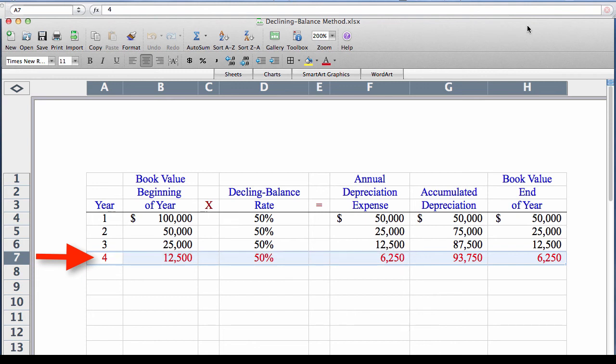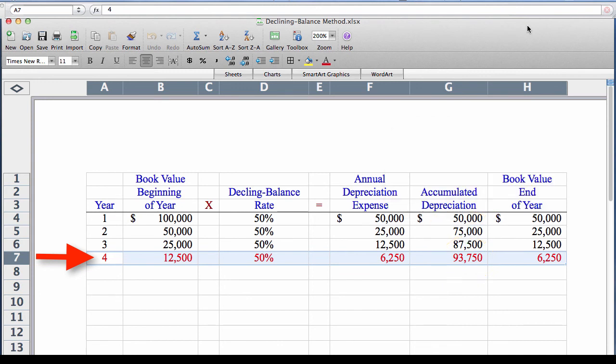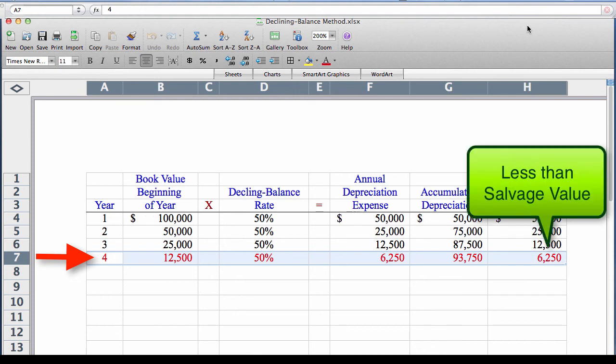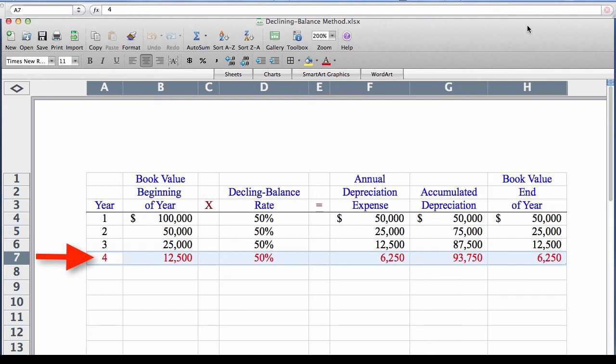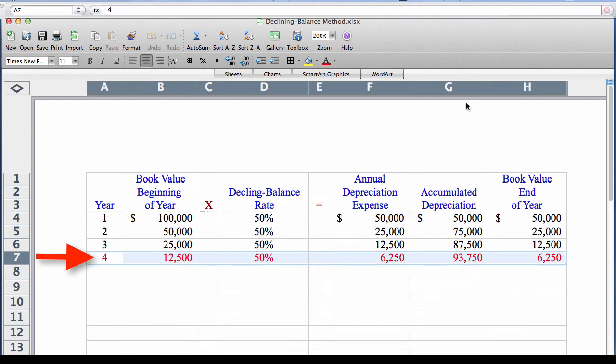You will notice that this will result in accumulated depreciation at the end of year four of $93,750. This exceeds the asset's depreciable cost. You will also notice that the book value at the end of the year using this calculation is $6,250. This is less than the asset's salvage value. Remember, we do not depreciate the asset below its salvage value, even though salvage value is just an estimate.